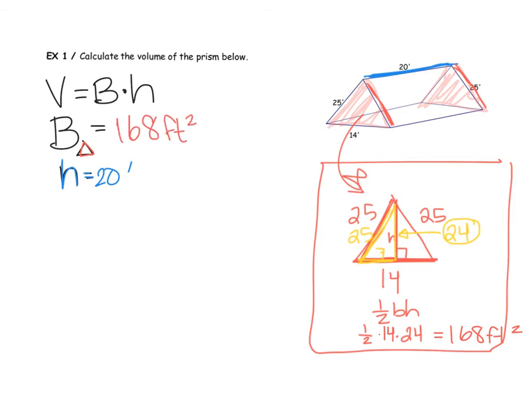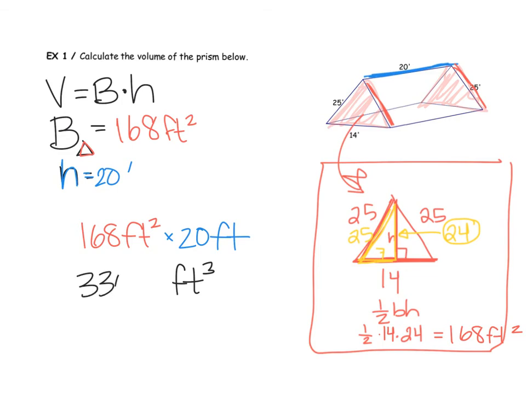And now I'm ready to fill in my volume formula. I have 168 square feet times 20 feet. Oh, I missed my square feet. Times 20 feet, that's going to give me cubic feet for volume. And 168 times 20 will give me 3,360 cubic feet.